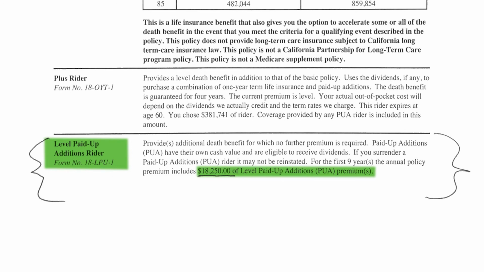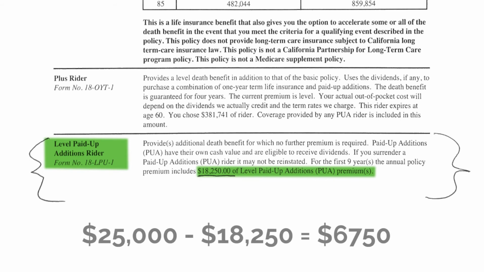Now, the only thing that's really different with Ohio National is it doesn't list out how much we're putting into the base. How much premium are we to put into our base policy? And so really to figure that out, we just take our full total premium, our $25,000, and we subtract the $18,250 that it's telling us is going towards the paid up additions rider. That total that we get from doing that equation is our base premium. That's how much we're putting towards the base premium.